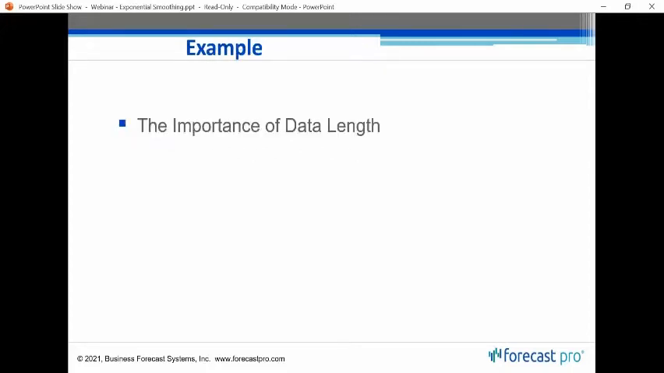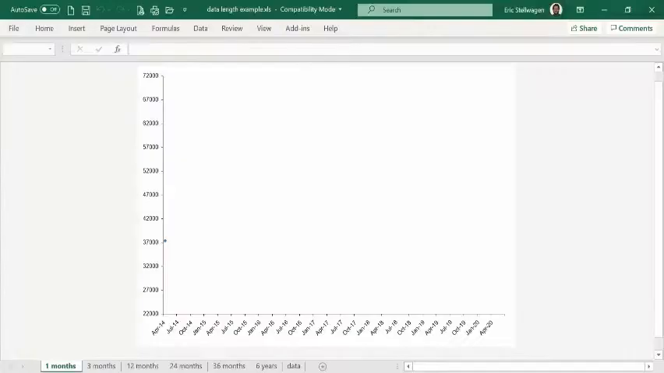So before we get going with exponential smoothing models per se, I'm going to show a few things in Excel to get us thinking about the importance of data length. When we're doing time series methods, exponential smoothing, or any other time series methods, what you'll see is that data length is absolutely critical. Here is a data set. It's actually a very small data set. There's only one data point, 37,000. So our first month of demand, we had 37,000.